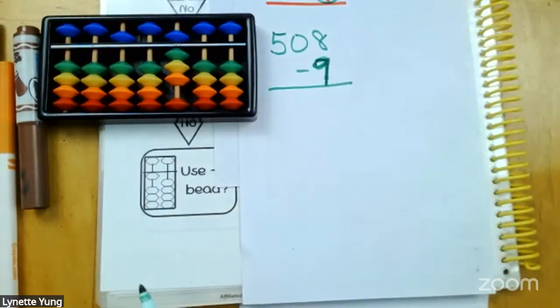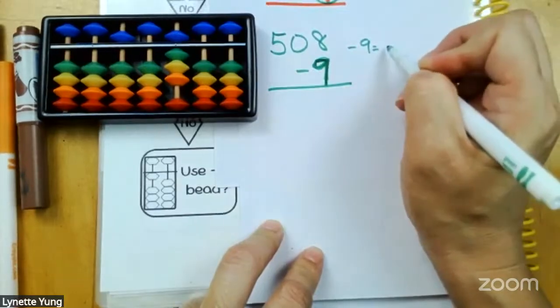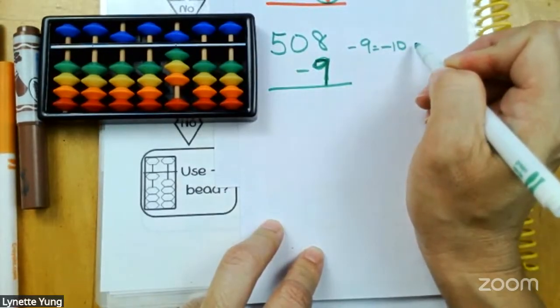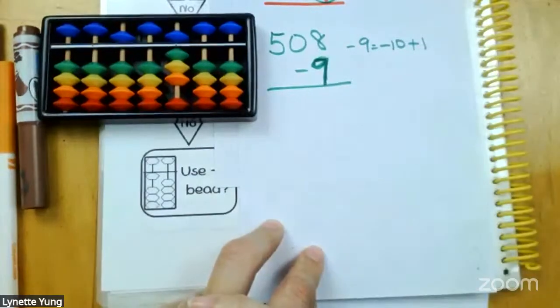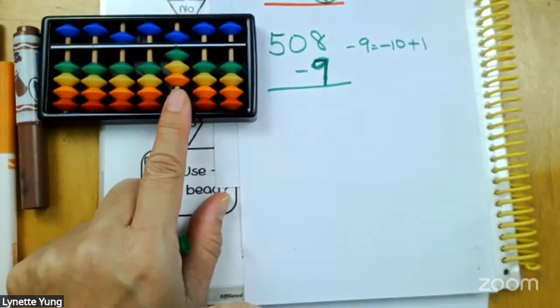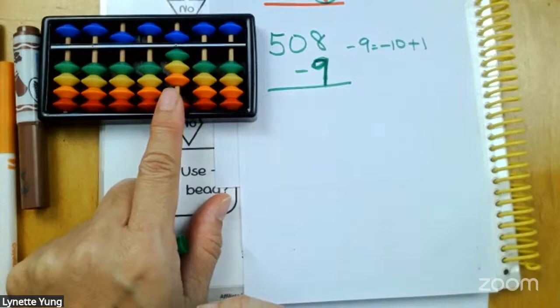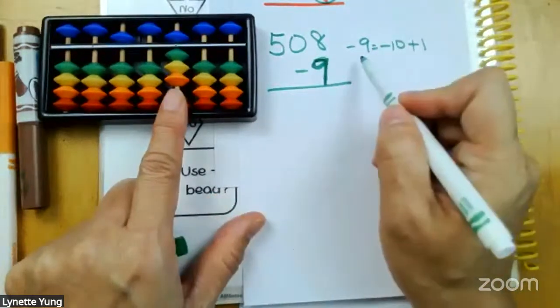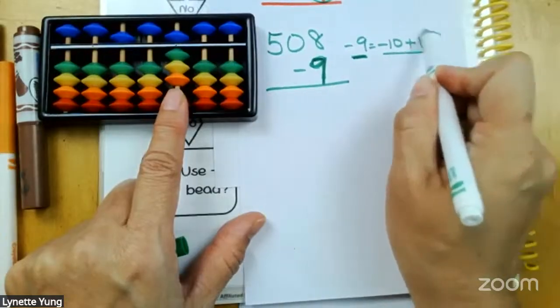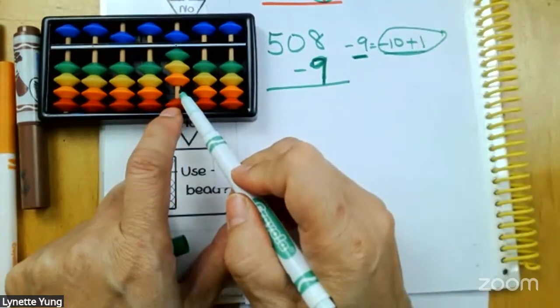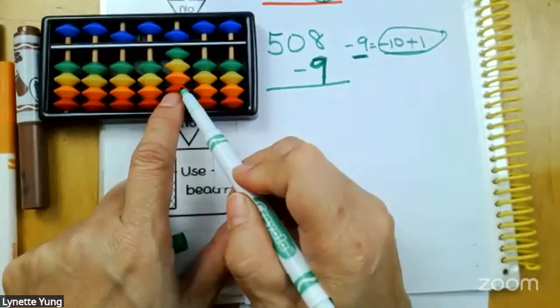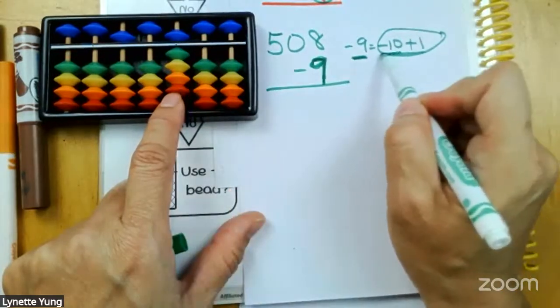Okay. So 508 minus 9. Minus the 9 is minus the 10 plus the 1. But I can't minus the 9 there. So I go over to... We already know you cannot minus 9. This is what we're trying to do. Oh, okay. So we want to add the 1 first. Yep. And then we have minus the 10.